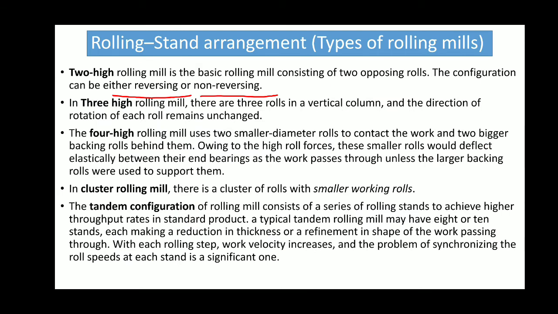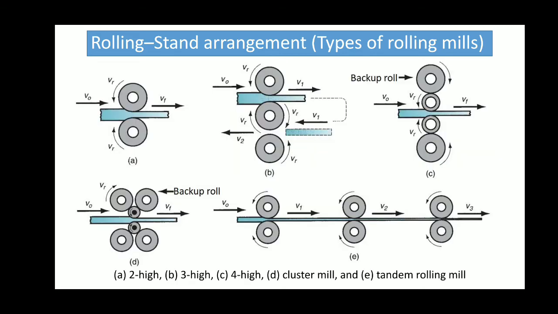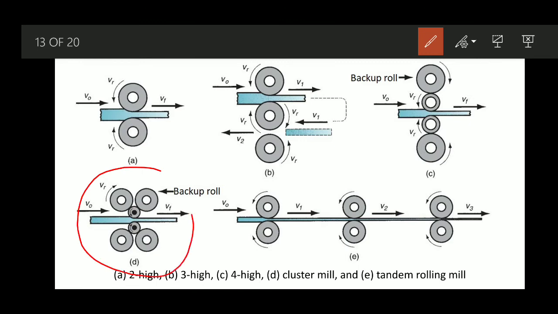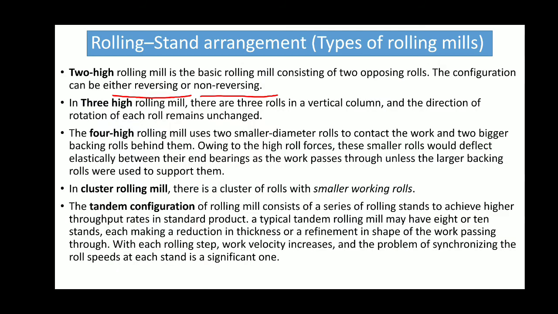So next, after the 2 high, 3 high and 4 high, we can have cluster type rolling mills, where there is a cluster of rolls with smaller working rolls. Just like in the previous cases, we have already seen the advantages of using smaller rolls. This is the cluster setup, with a cluster of rolls and all those backing rolls. This setup is known as the cluster type. Similarly, we can have the tandem configuration of rolling mills.